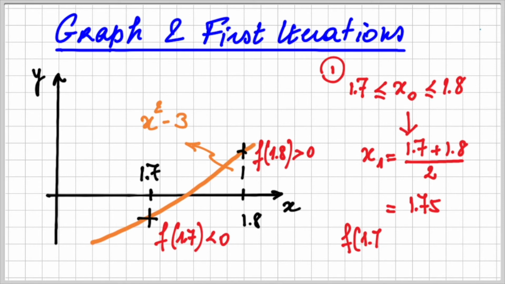And now we calculate f of 1.75, and we find this is equal to 0.065, which is larger than 0. So now we see that 1.75 is closer to 1.7. It's smaller than 1.8, but it's still positive. So now we know that the root is between 1.7 and 1.75. And we can go to the next step.